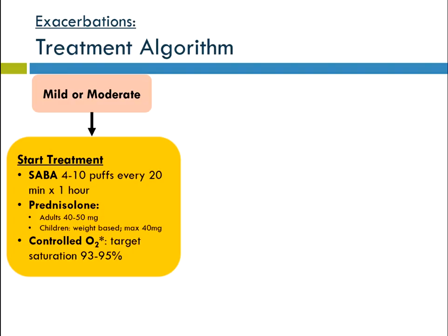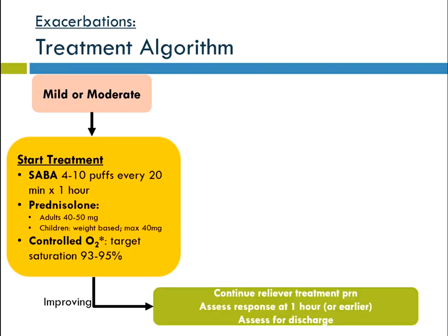90 to 95. So we're just trying to maintain them at the upper range of that. So 93 to 95. If they stay there, we'll leave it. Okay? If they improve, we want to continue that reliever treatment as needed, assess the response in an hour or earlier, because again, we're using that every 20 minutes for an hour. So 2, 4, 6, that's 3 doses. Okay? And then we want to assess if they're ready to be discharged and go home.